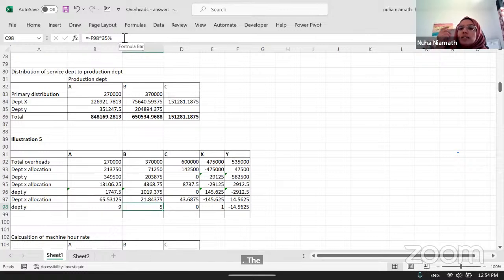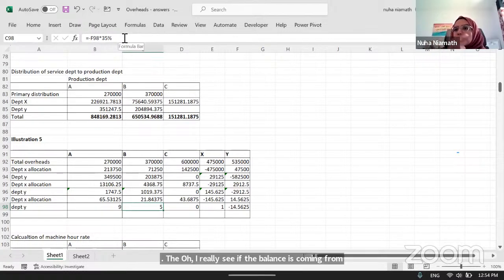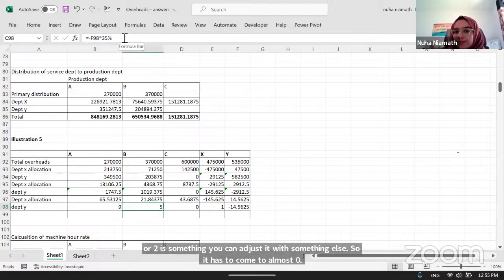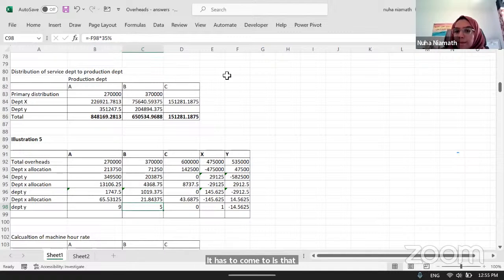Do it till the balance in any of the departments comes to 0. Should we do it until it goes to 0? Ideally, see, if the balance is coming to 9, you cannot adjust it, right? 9 is too heavy a number. 1 or 2 is something you can adjust with something else. So it has to come to almost 0. Is that clear, Anya? We can just put this as +1.